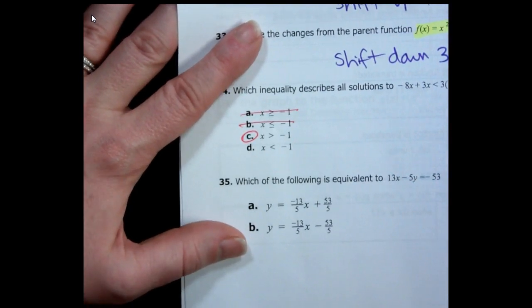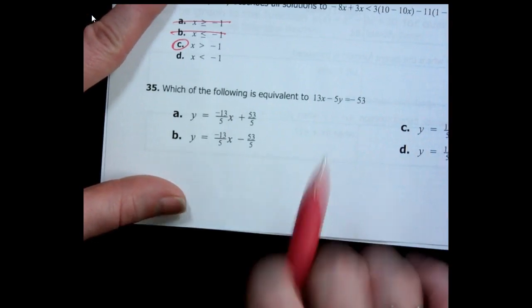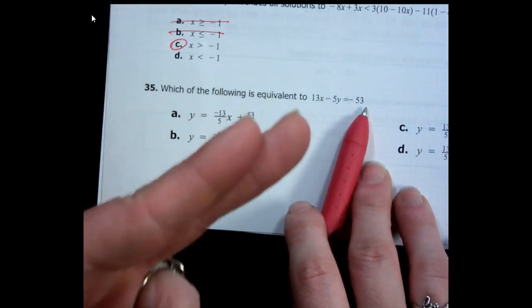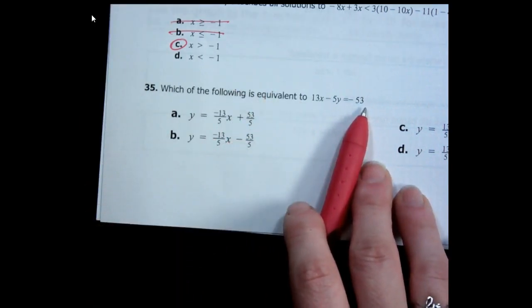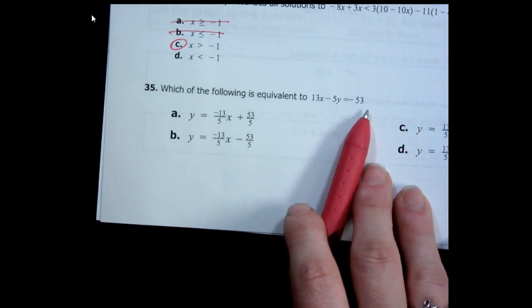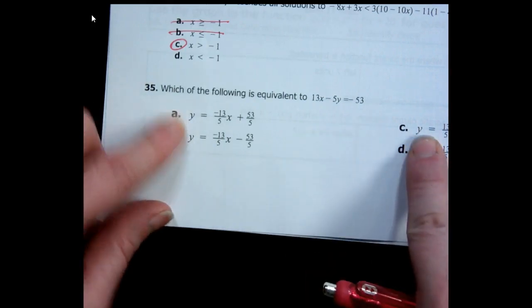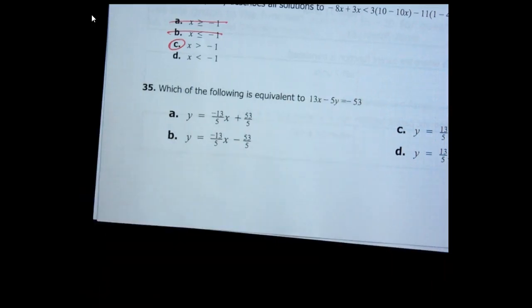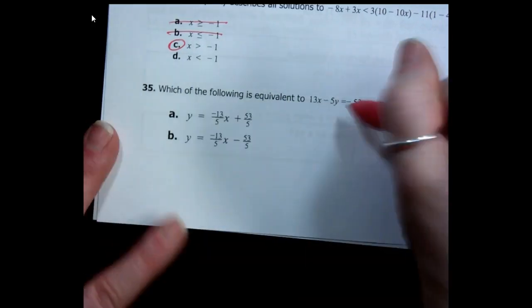All right, last one. Which of the following is equivalent to? So we have this linear equation. I know it's linear because it has an x and y, and it does not have an exponent, so it doesn't say x squared or anything like that. And all my answer choices have the y by itself. So I need to solve this for y. I need to get y by itself so I can figure it out.